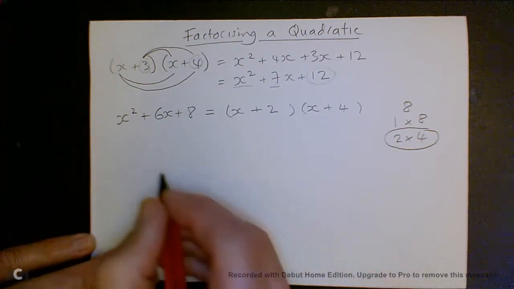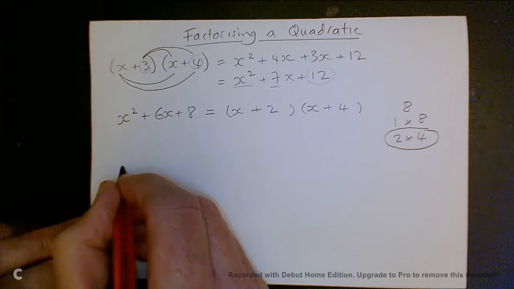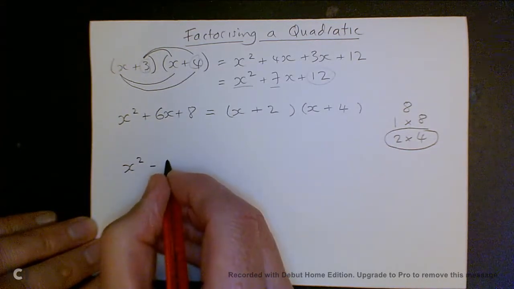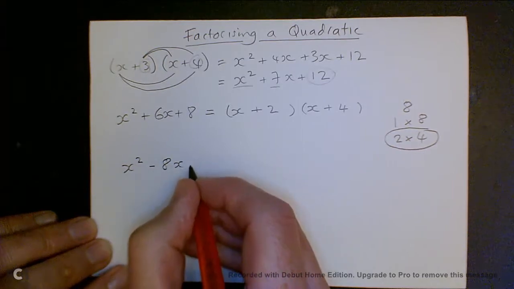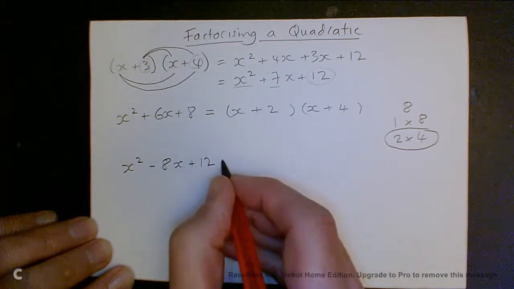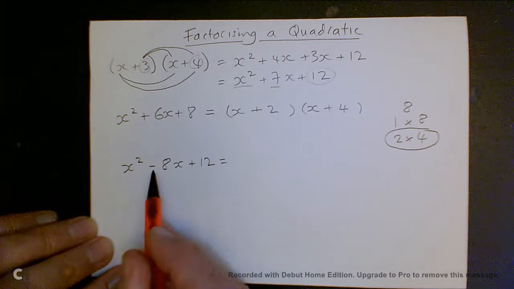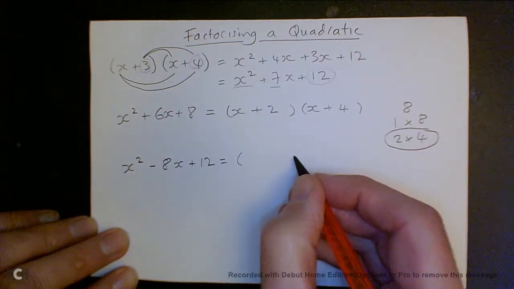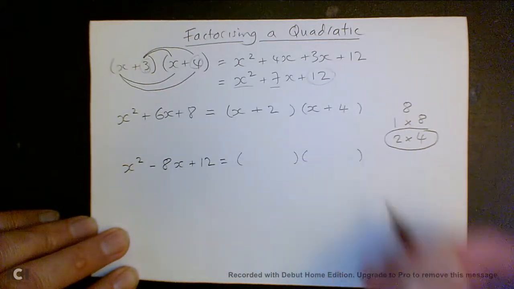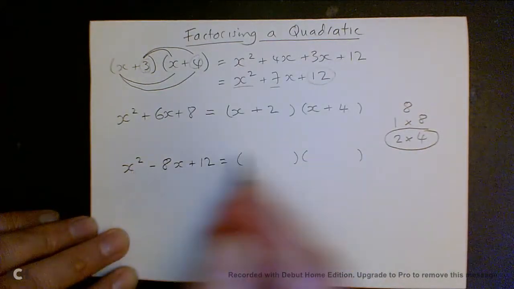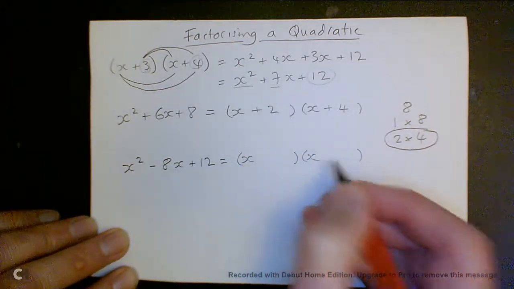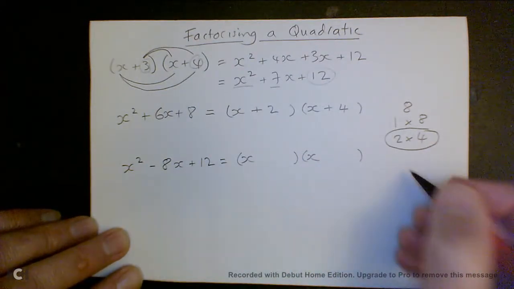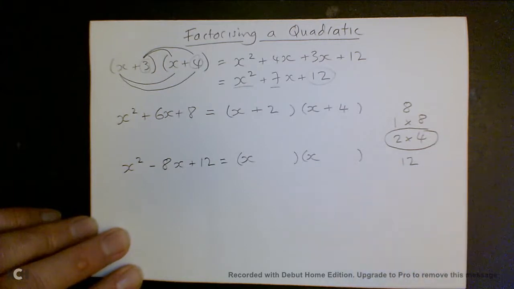Let me give you another example. x squared minus 8x plus 12. You notice this has got a negative sign in it now. So first thing to realise, it's going to be two brackets. The second thing to realise, I must have an x at the beginning, because x times x gives me my x squared. My third step, 12.